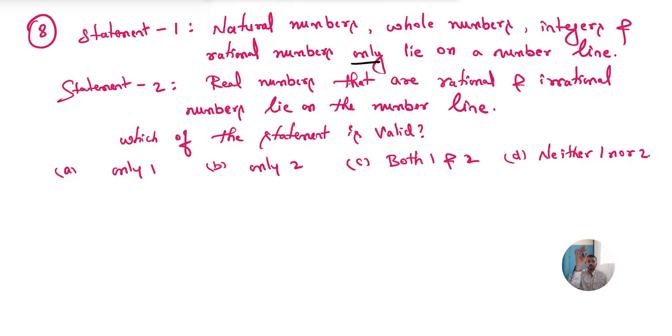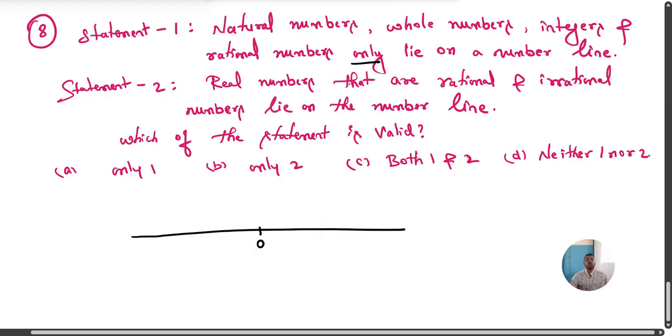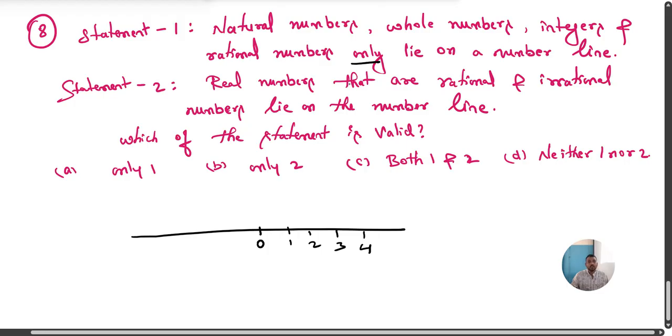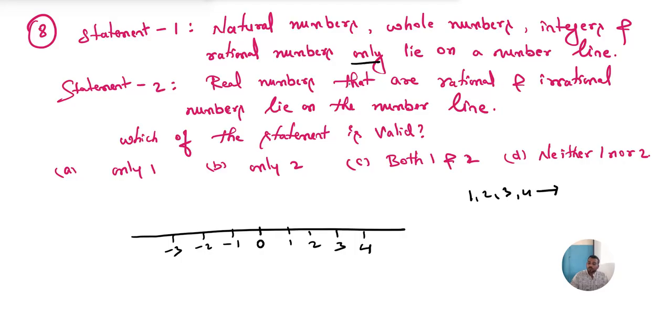Let's see. Children, if you take a number line, what all numbers are on this number line? 0 is a whole number. Am I right? We have whole numbers and also natural numbers and integers. Correct? Any number that starts from 1, we call them natural numbers. If any number starts from 0, then we call them whole numbers.